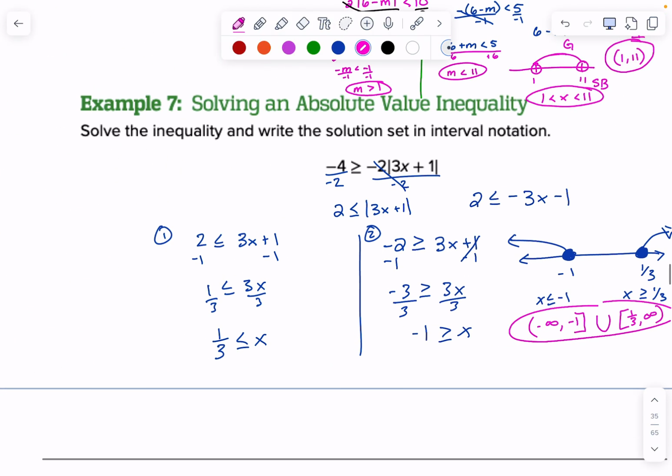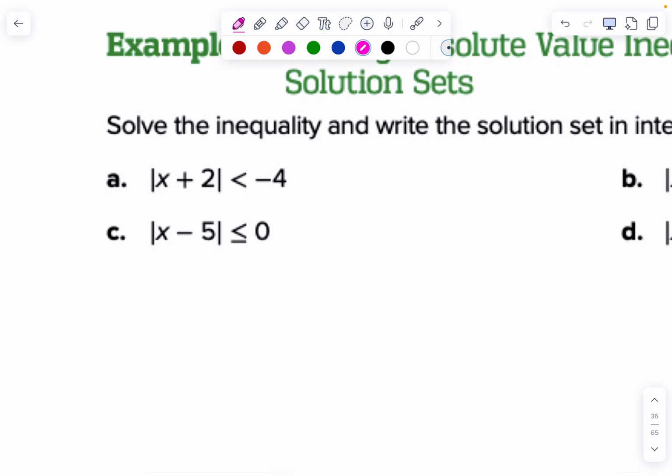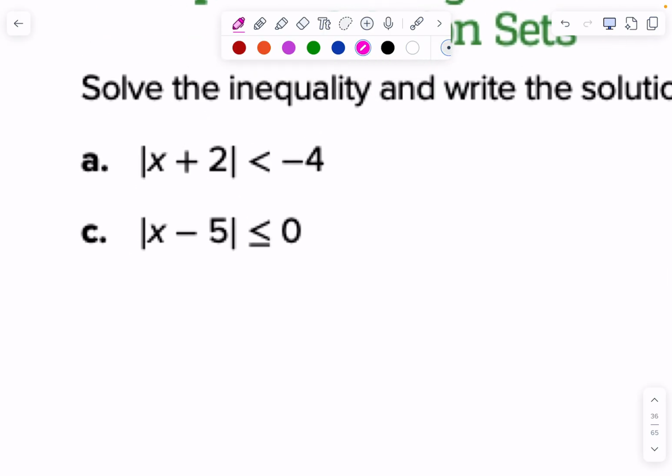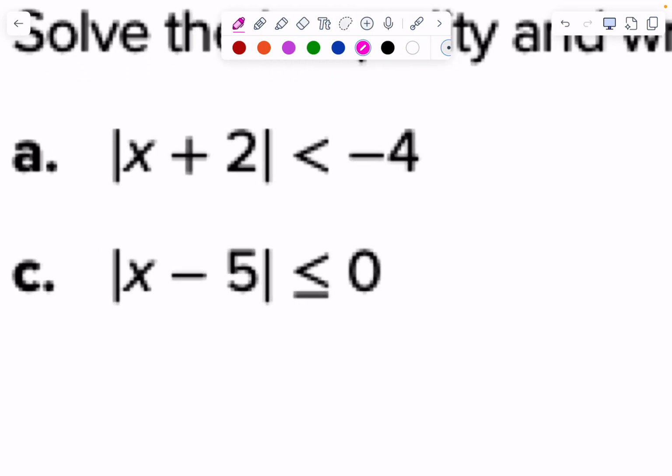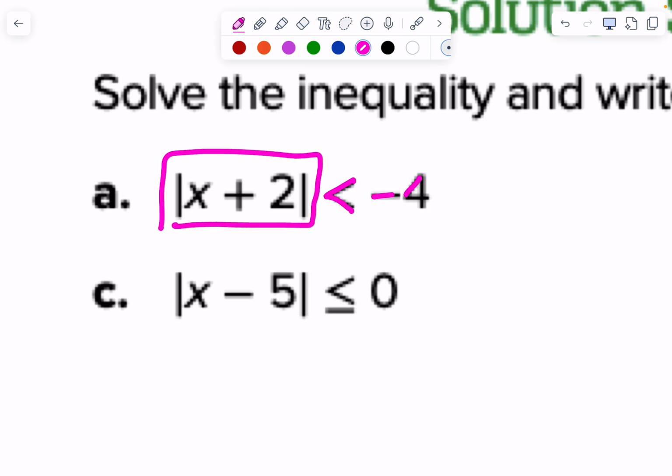Okay, special case solutions. All right, pay very close attention when you have absolute value stuff going on. I'm not even looking at numbers really. I want to know when the absolute value of this stuff will be less than negative 4.